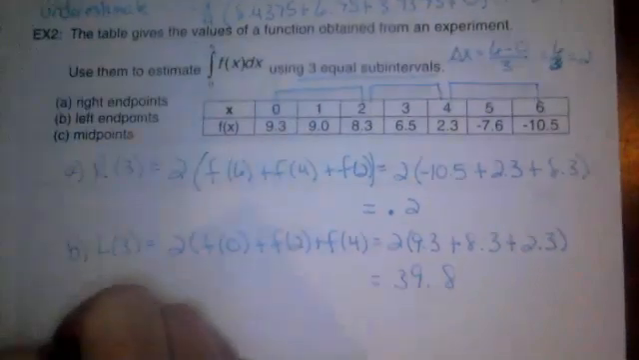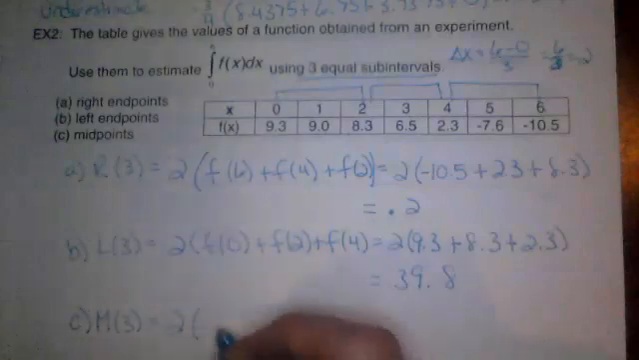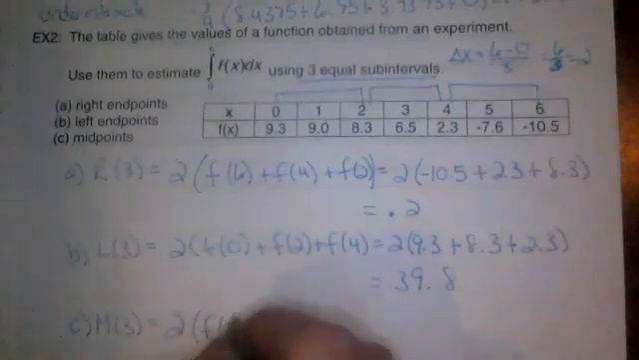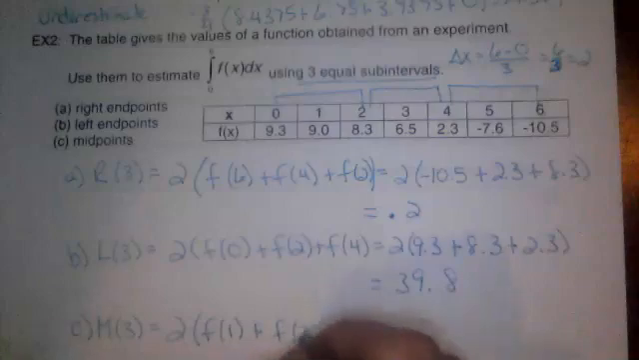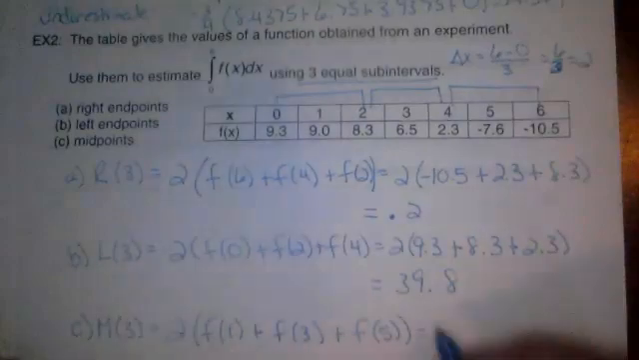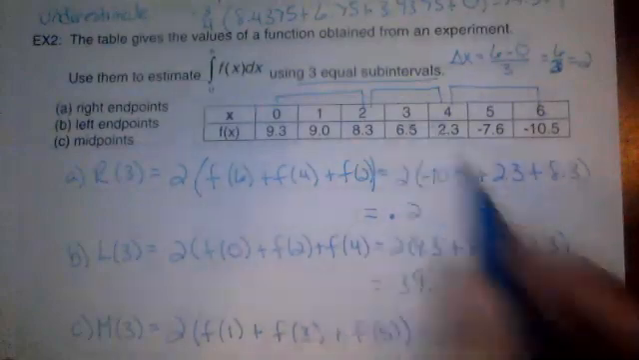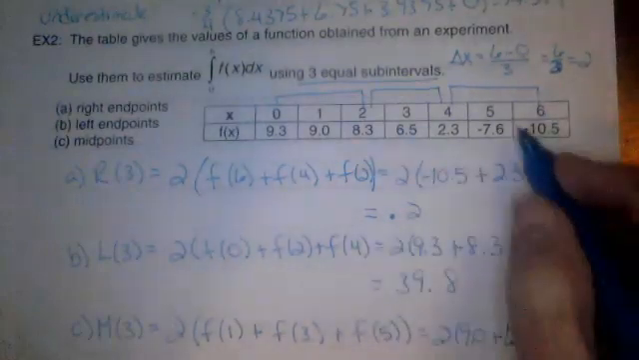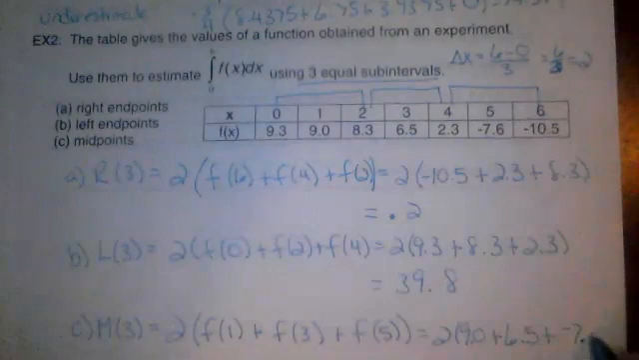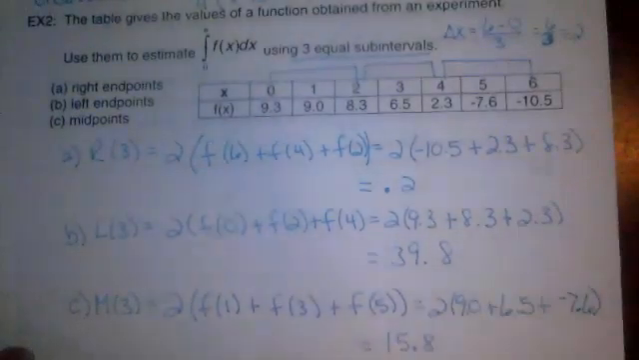Okay, so the midpoint. The midpoint with these three subdivisions, each rectangle is still 2 units wide, but we're using the points that fall in the middle. So we're using the 1, the 3, and the 5. So f of 1 is 9.0, f of 3, 6.5, and f of 5, negative 7.6. So we total all that up, and that one gives us 15.8.